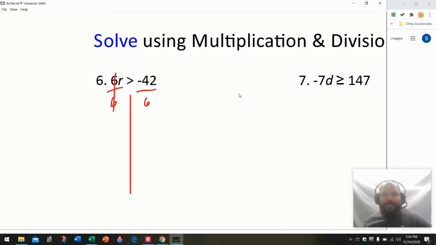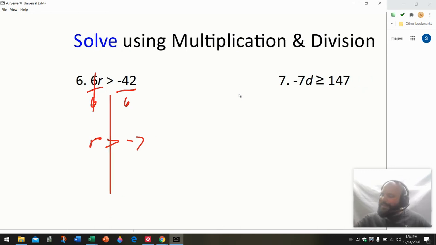Now, 6 divided by 6 is 1, and that's the point. The point was to get rid of that 6 so the r was completely by itself. And then we're going to put a greater than sign, and then negative 42 divided by 6 is negative 7. And so our variable is listed first, and we're good. That's all we had to do. r has to be greater than negative 7 in order to satisfy the original inequality.